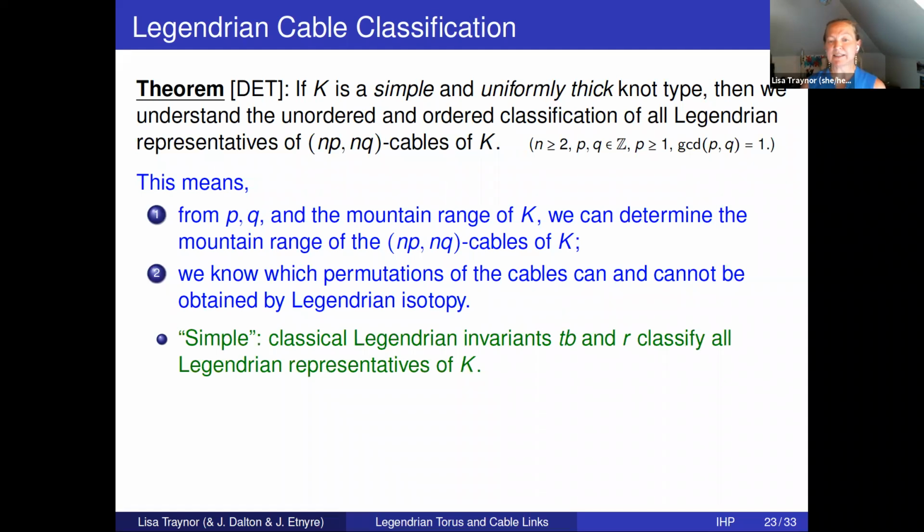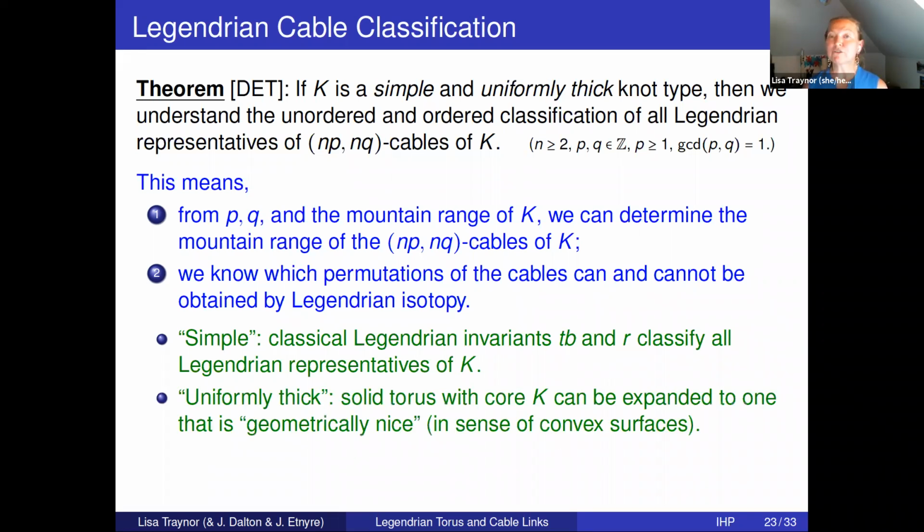So again, it's not all Legendrian cables, but if K is simple and uniformly thick. Simple just means that TB and R classify all the Legendrian representatives. And uniformly thick comes from the sense of convex surfaces: any solid torus with a core can be expanded to one that's geometrically nice, in the sense of convex surfaces. Towards the end, I'll talk a little bit more about convex surfaces.